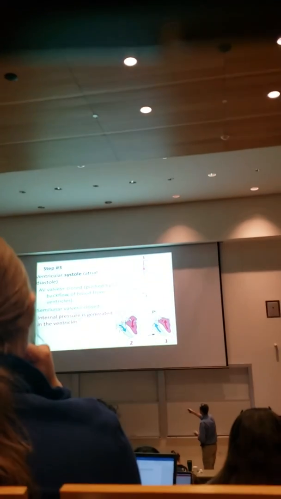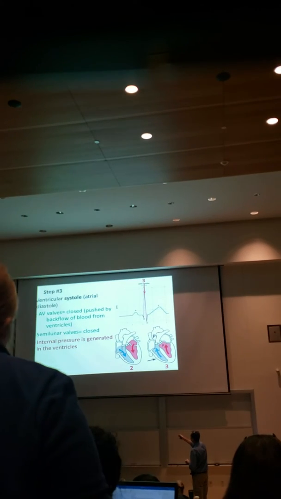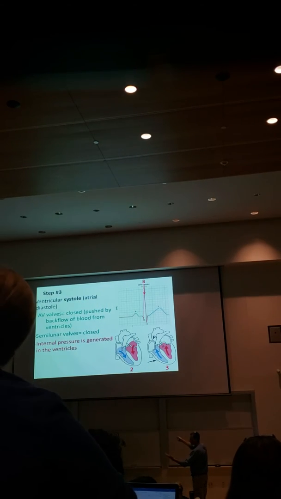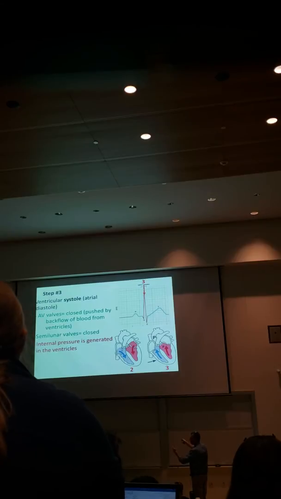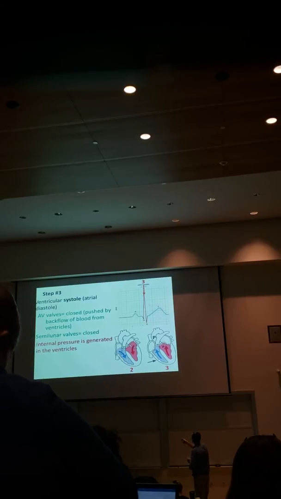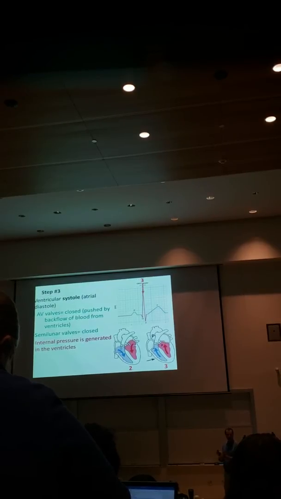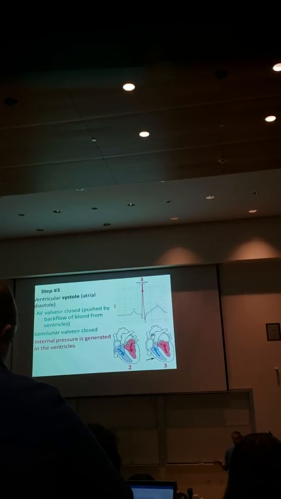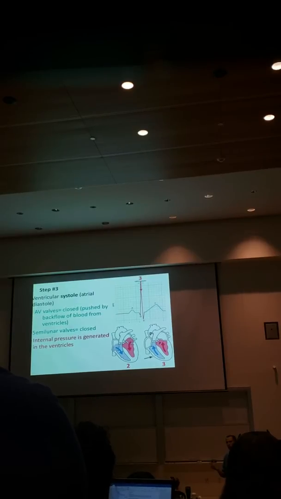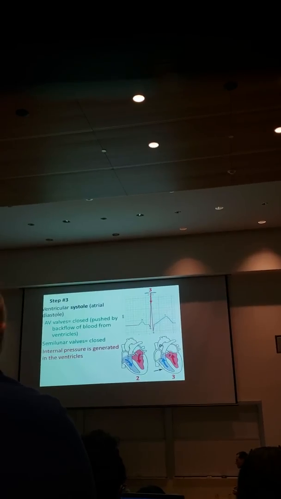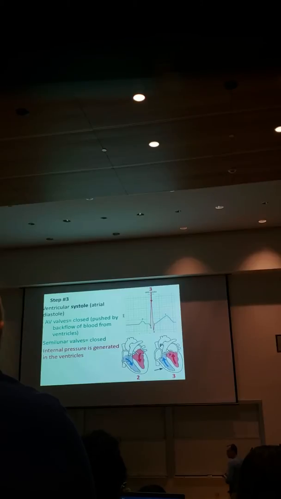So take a look first of all at the AV valves. AV valves were open. Of course they were open. The blood was being pushed and opening them. But now when the ventricles contract and the atria relax, they're closed. How come? What's going on here? You guys read about the valves. What made them close? What are the muscles that push them to close? That was a similar question, not exactly, in the GRQ. What pushed them closed?